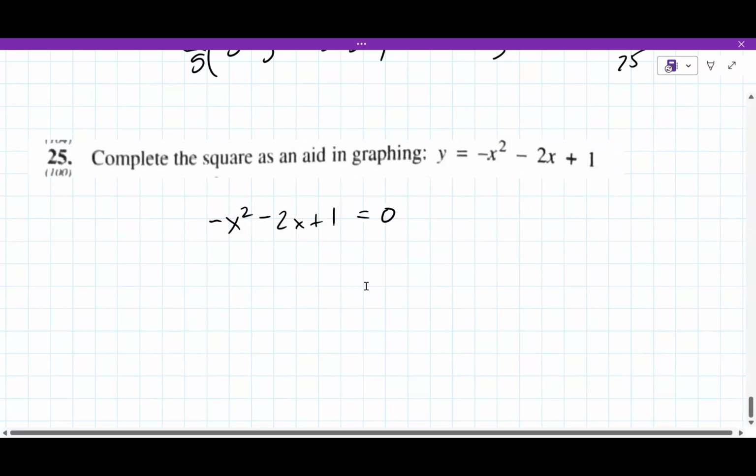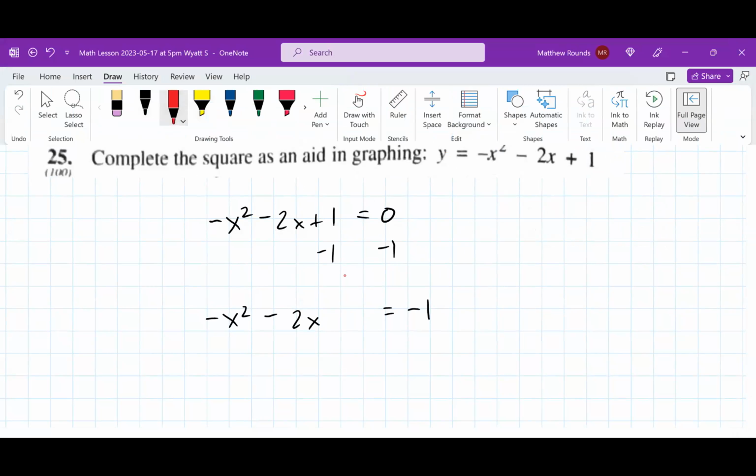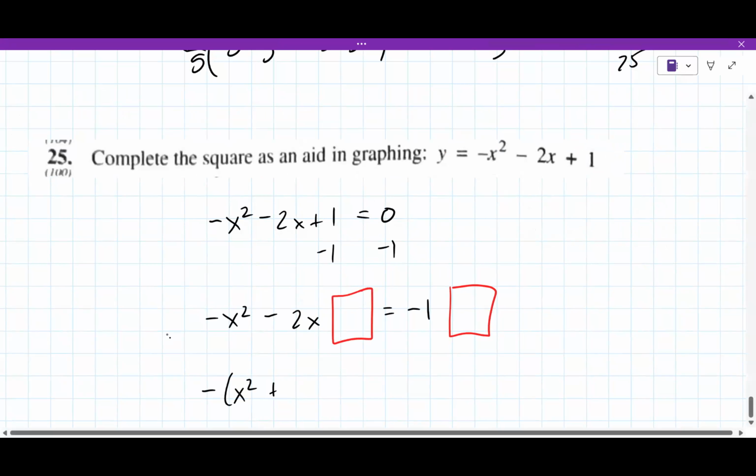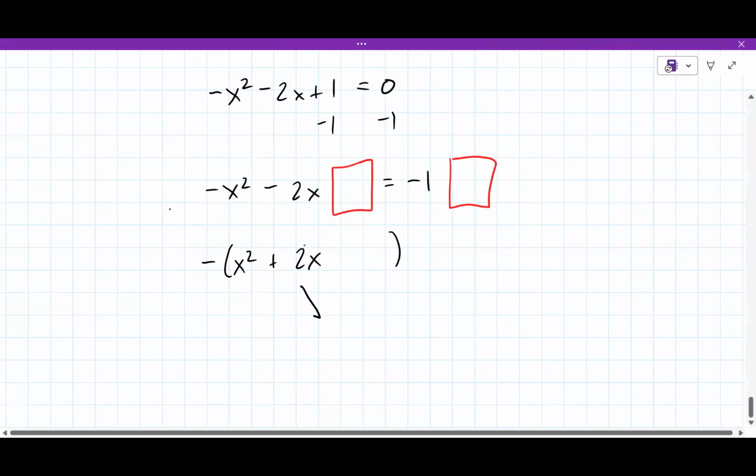I'm just gonna put it over here a little bit. Move the constant over, and you got to fill in this space here. I like to factor out the negative when it's in front. It's not necessary, but I think it really helps with working out the problem. So completing the square is the step here where you divide by 2.